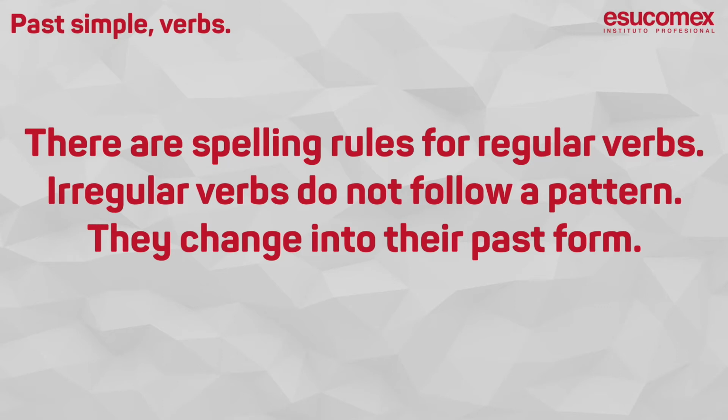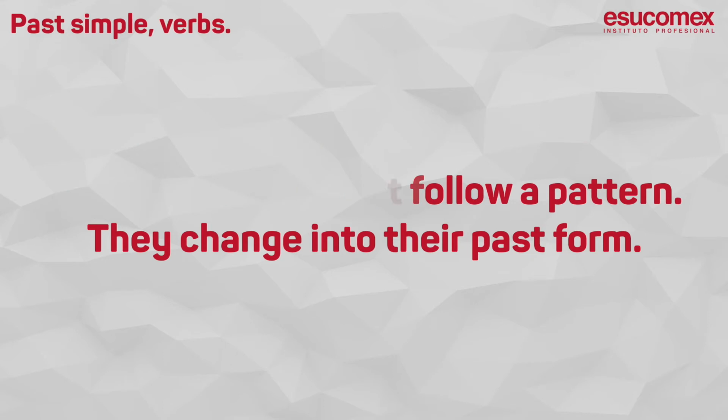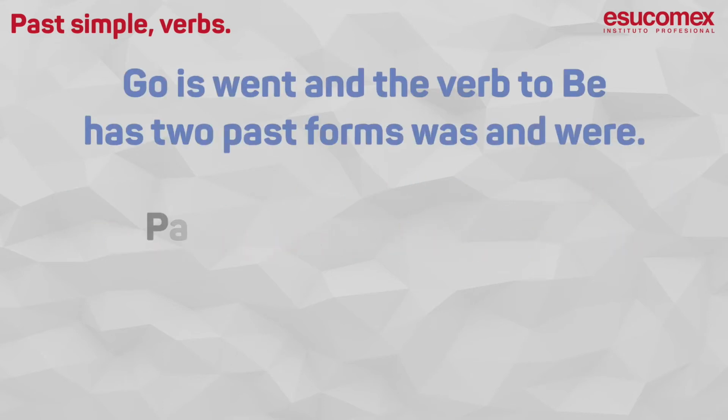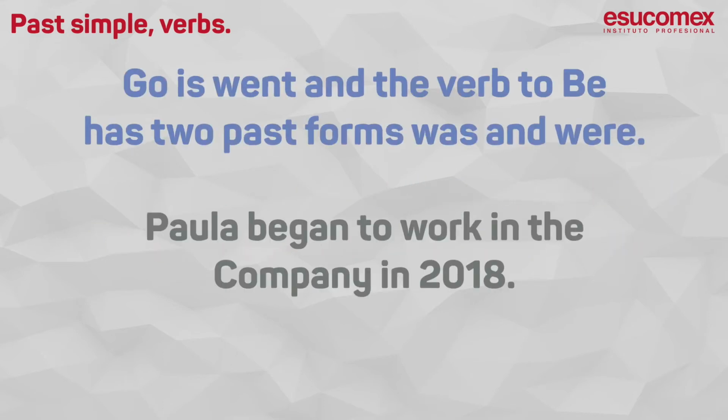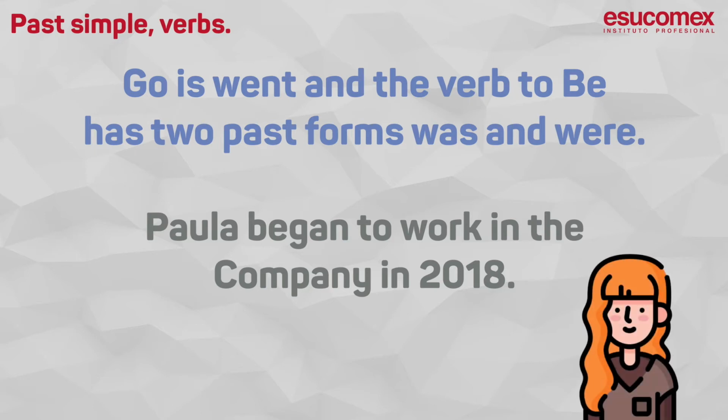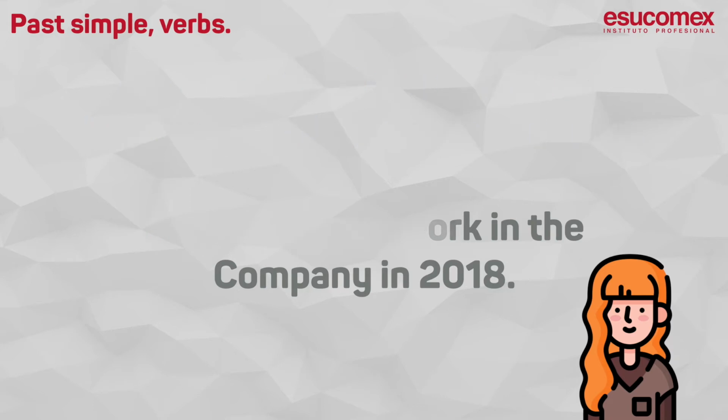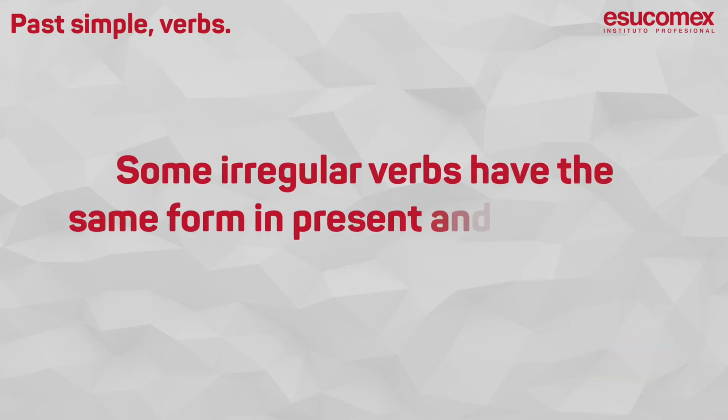Irregular verbs do not follow a pattern. They change into their past form. Begin becomes began. Go is went, and the verb to be has two past forms, was and were. Example: Paula began to work in the company in 2018. Some irregular verbs have the same form in present and past form.